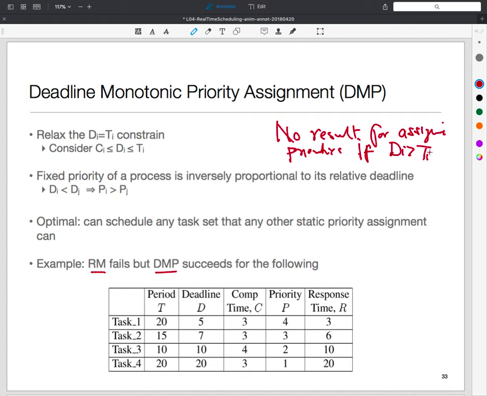So for example, if these were my tasks, with periods 20, 15, 10, and 20, and deadlines 5, 7, 10, and 20, rate monotonic would say task 3 gets the highest priority, whereas deadline monotonic would say task 1 gets the highest priority. In this case we have to use deadline monotonic because my deadlines are not equal to the period.